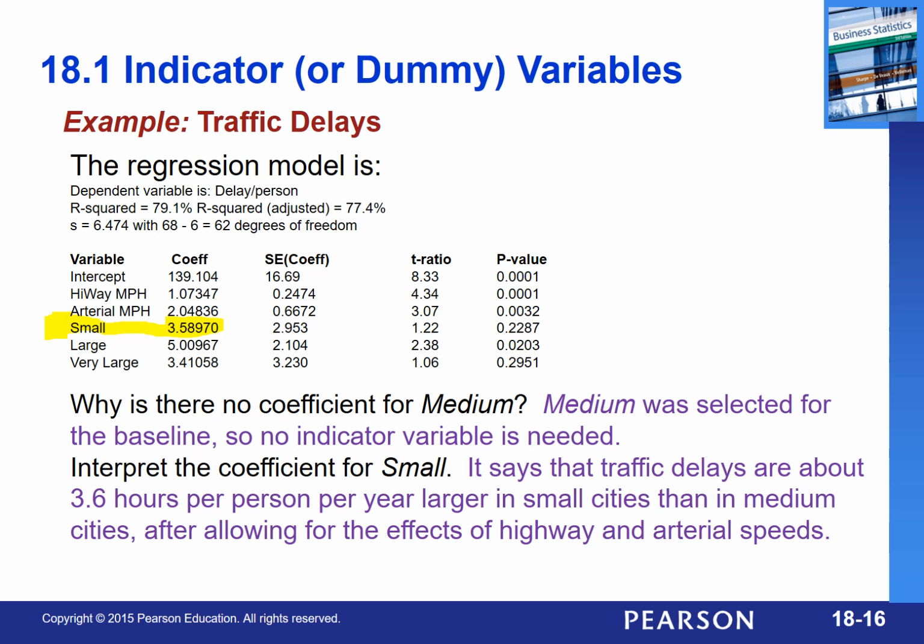Well, that's because medium's the baseline, so it doesn't get an indicator. So basically, if we're dealing with a medium city, small, large, and very large will be turned off. These will all be producing zeros and not doing anything. And so it doesn't need an indicator variable.